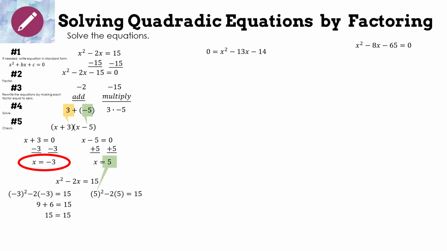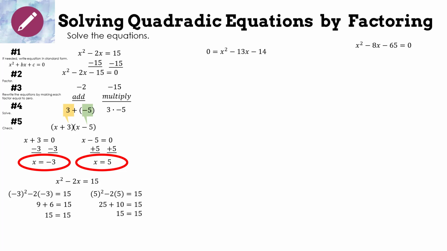So all I'm going to do is put 5 in for my variable, the x's. From here, we're going to simplify. And it turns out that 15 equals 15 again. So yep, x equals 5 is also a solution. So we just solved the equation. Let's look at the next one.